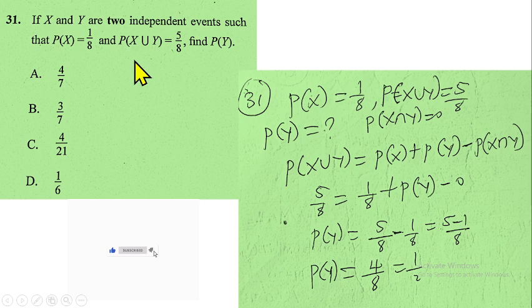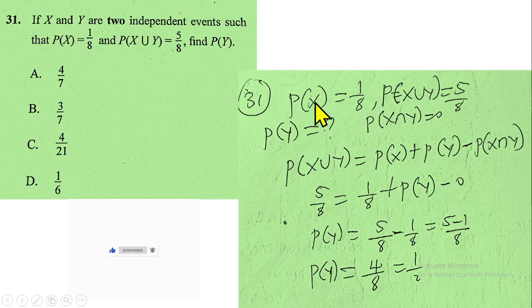Question number 31 is from probability. We are given that x and y are two independent events such that the probability of x is 1 over 8, and the probability of x union y is 5 over 8. Find the probability of y. The two events are independent, so that means they do not depend on each other.